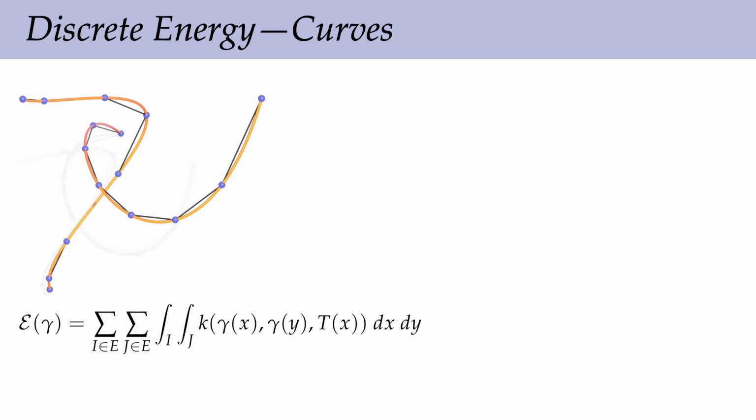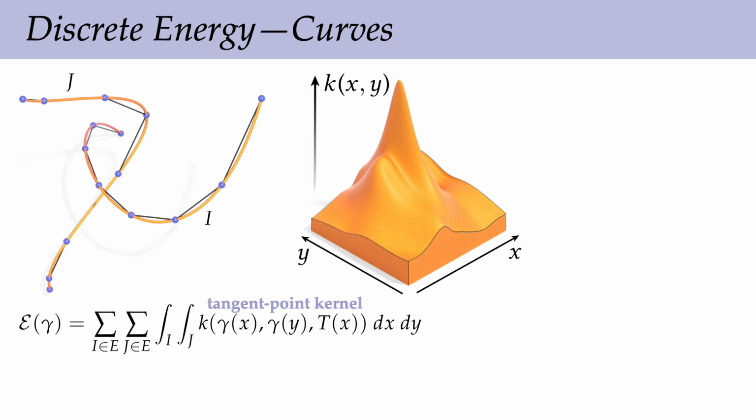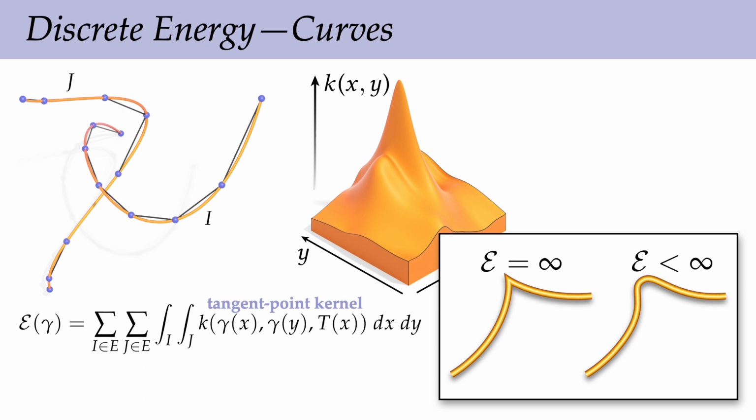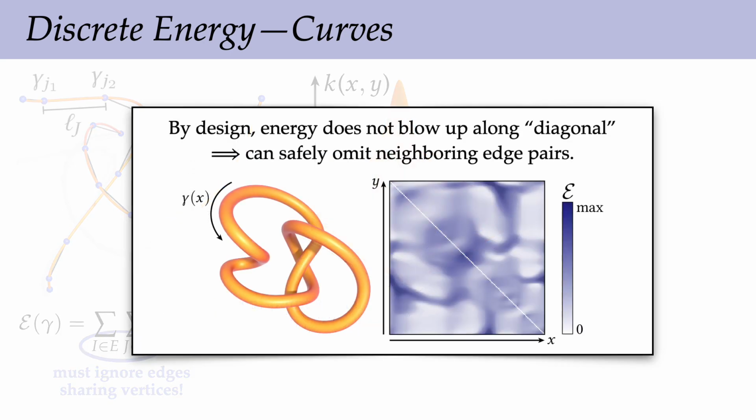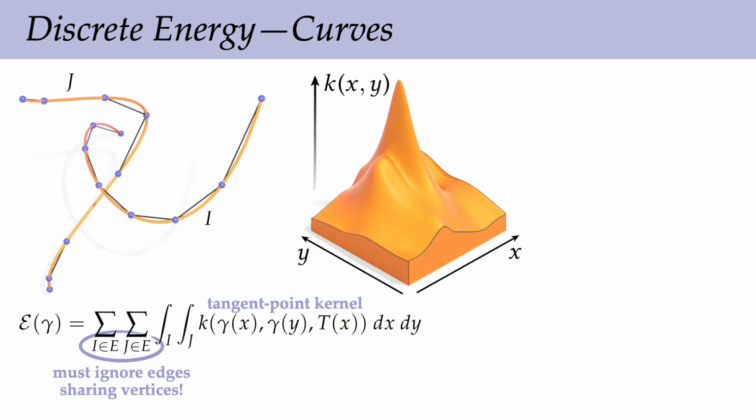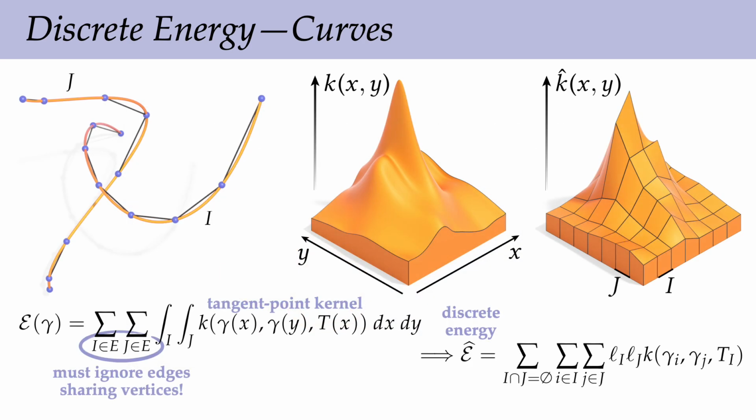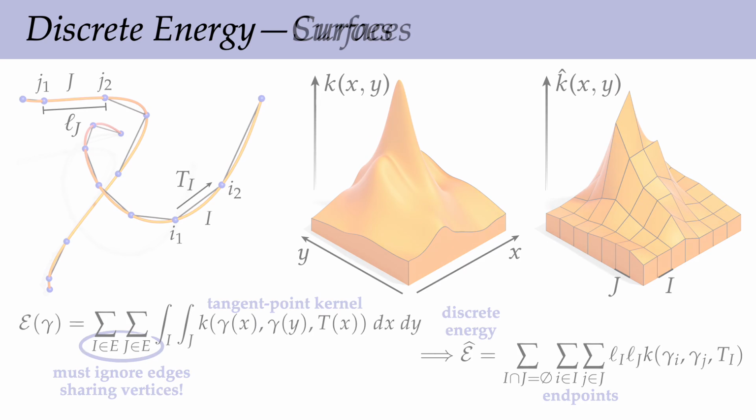More precisely, for a curve, we're going to write the tangent point energy as a piecewise integral over all pairs of edges i and j of the usual tangent point kernel k. Now, since a polygonal curve has sharp kinks, we have to ignore neighboring edge pairs because otherwise we'll always get infinite energy. But this is an okay thing to do since, unlike Coulomb energy, the tangent point energy doesn't blow up along the diagonal. And so as we refine the curve, we're omitting a negligible contribution to the overall energy. In particular, we apply the trapezoid rule to each integral, giving us a sum over pairs of distinct edges of the tangent point kernel evaluated at all four pairs of endpoints using the edge tangent t_i times the two edge lengths l_i and l_j.